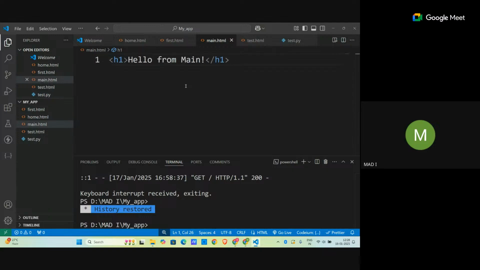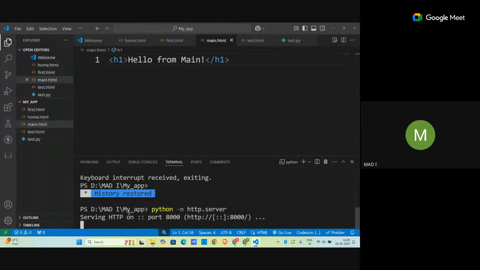Now we will create a Python server. For that, we will have to write python -m http.server. So this will create a Python server.